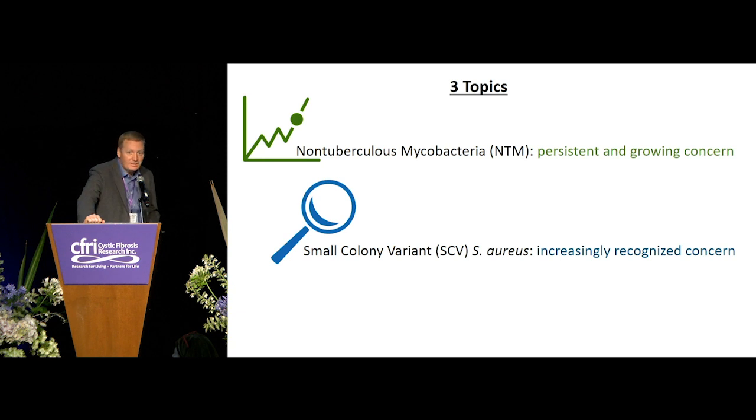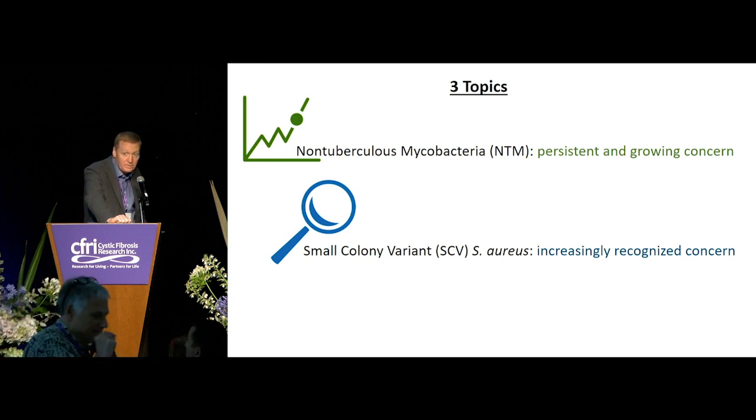The second is a phenotype or a form of Staph aureus. Staph is the most common infection that we see in the airways of people with CF, and there's a particular type of Staph called small colony variant that has been increasingly recognized as a potential concern even in some of our healthiest and youngest patients, and so we want to talk a little bit about that today.